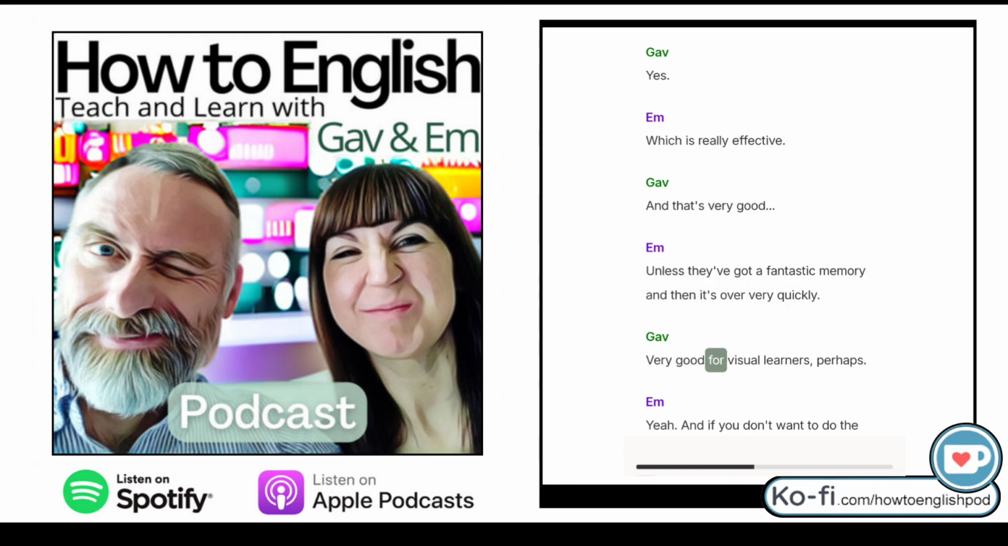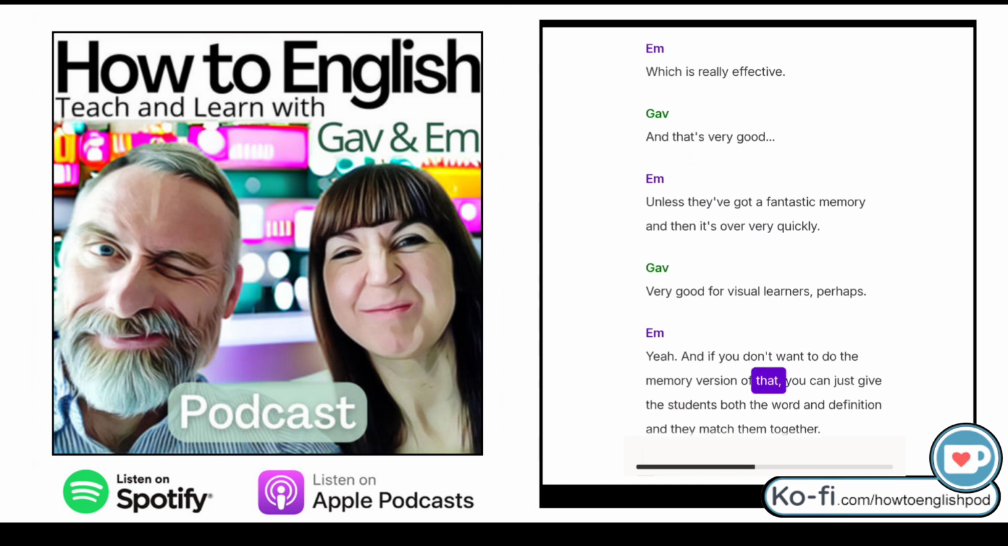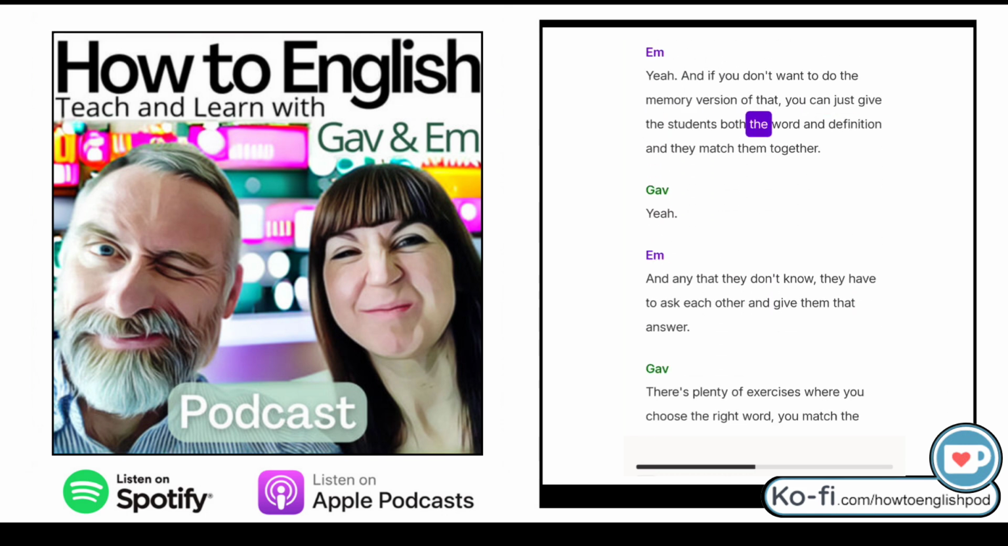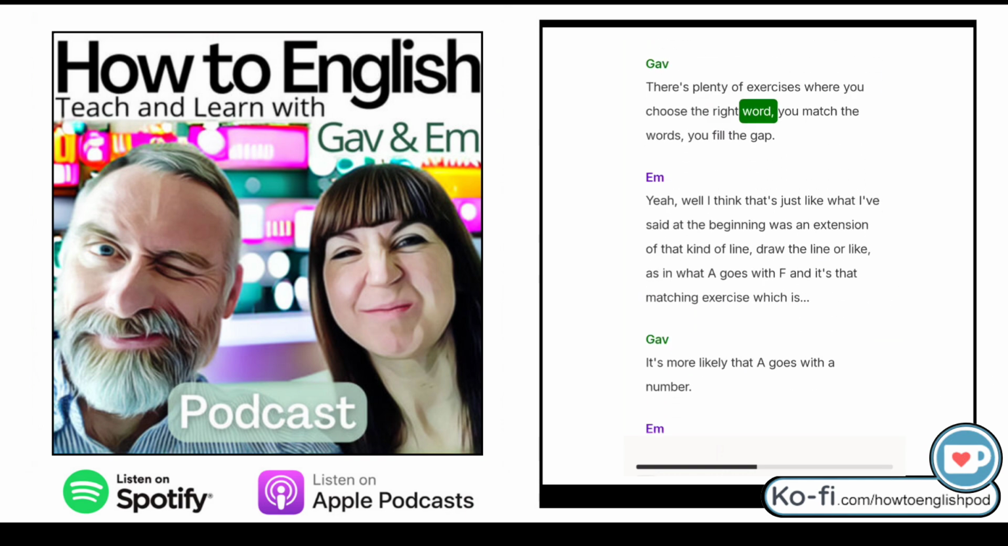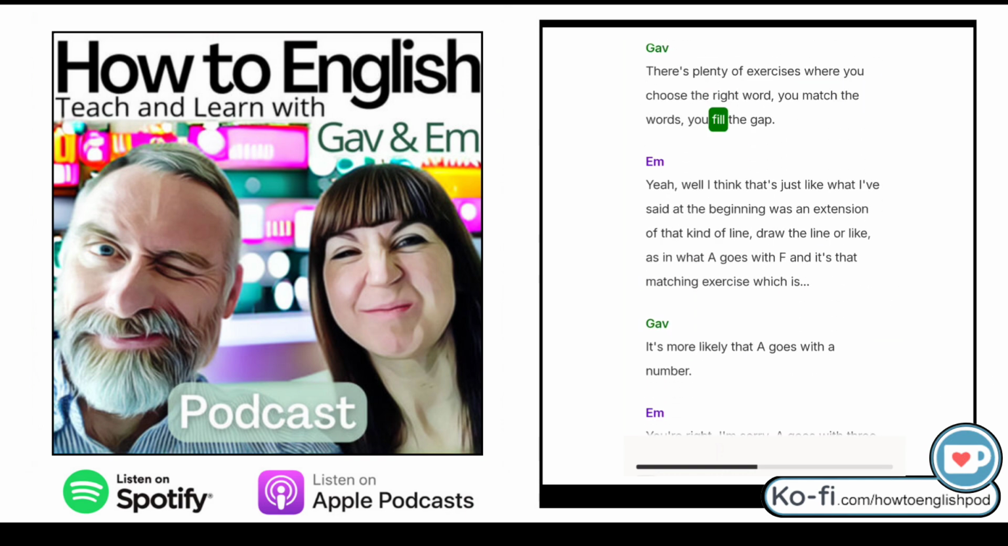Very good for visual learners, perhaps. And if you don't want to do the memory version of that, you can just give the students both word and definition, and they match them together. Then any that they don't know, they have to ask each other, and you give them that answer. There are plenty of exercises where you choose the right word, you match the words, you fill the gap.